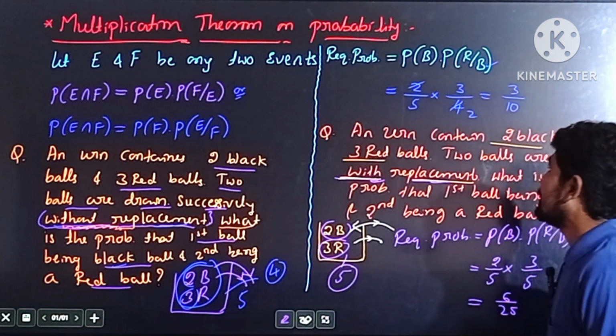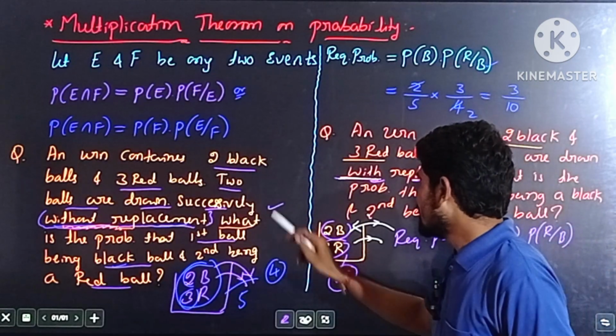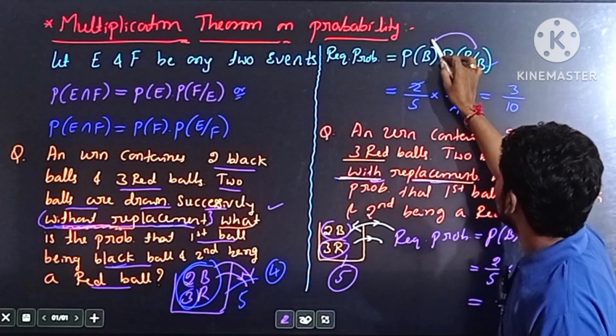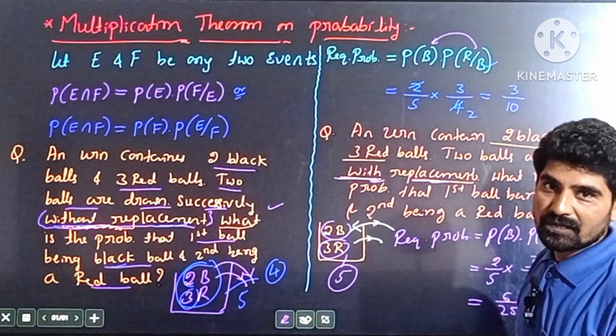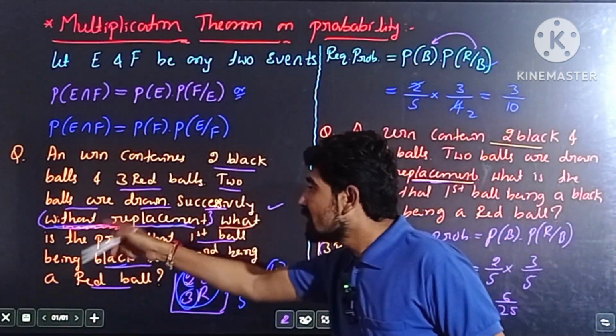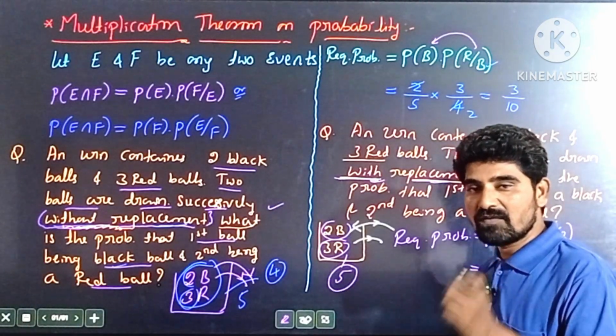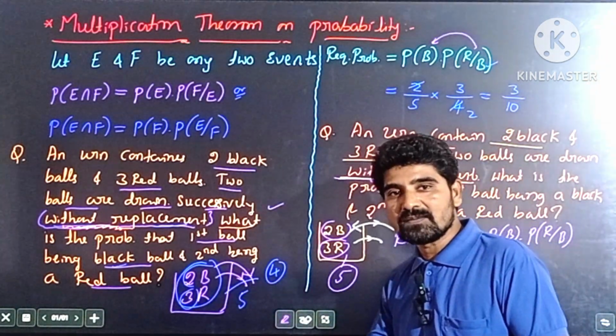Now observe here, in the first question the probability of the second ball depends upon the first ball, because the manner is without replacement. When a ball is drawn, the number of balls in the box reduces.